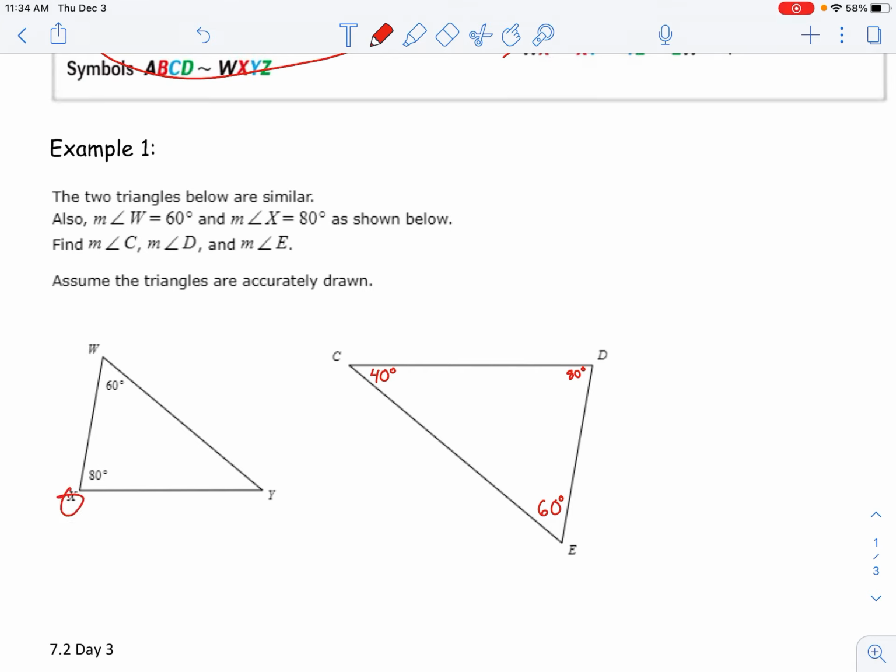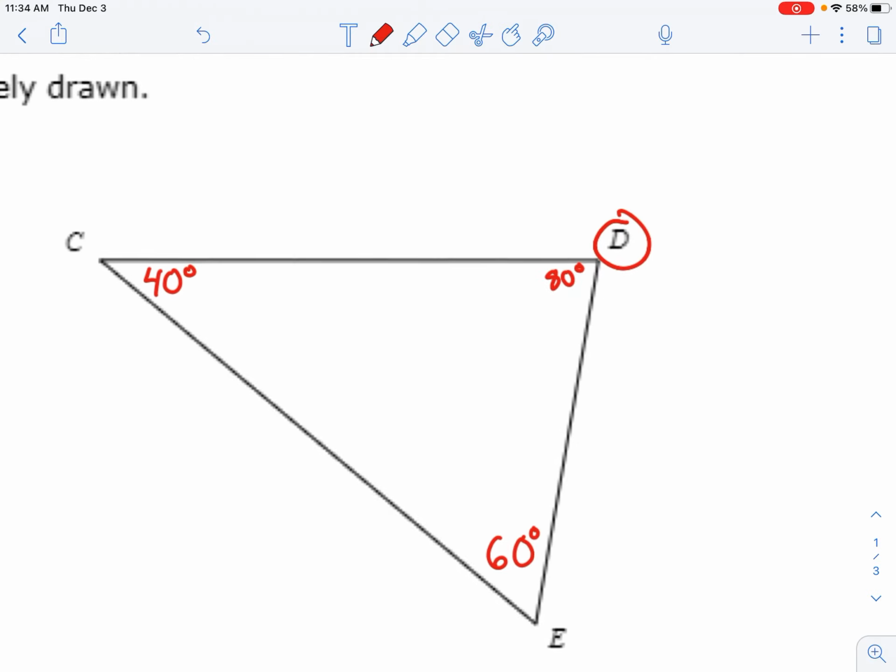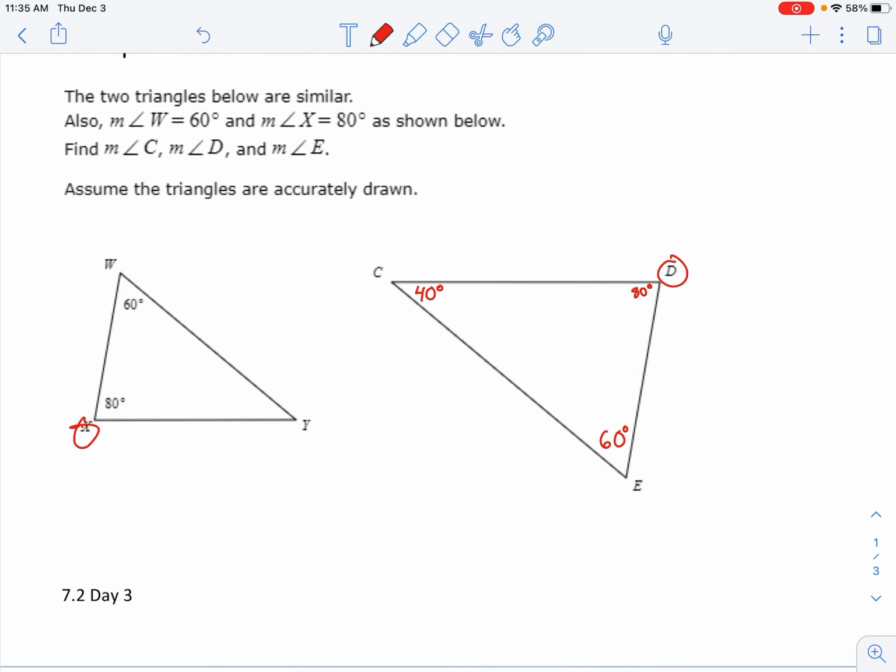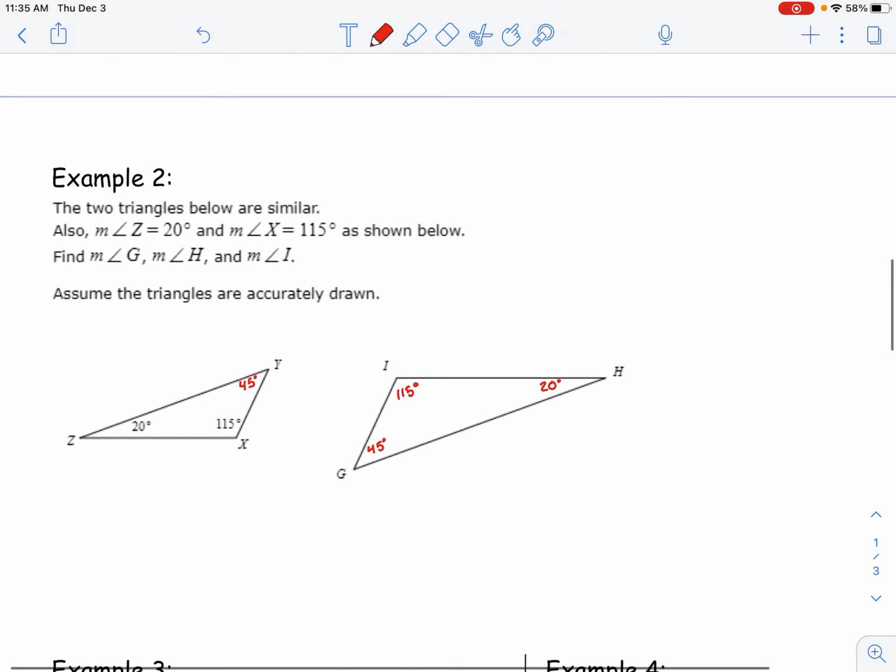As long as I know x corresponds with d, I filled these in, as you can see in red. I put in an 80 there. The 60, I think W corresponded with E, so I put a 60 in, and then I used the third angle theorem, or just found the third side by subtracting them from 180, and I got 40 for the third side. So it was asking for C, D, and E, and that's what I gave them.